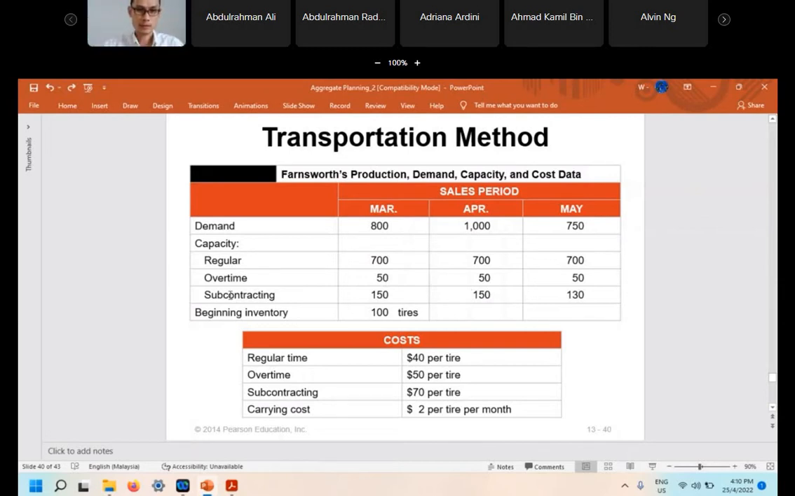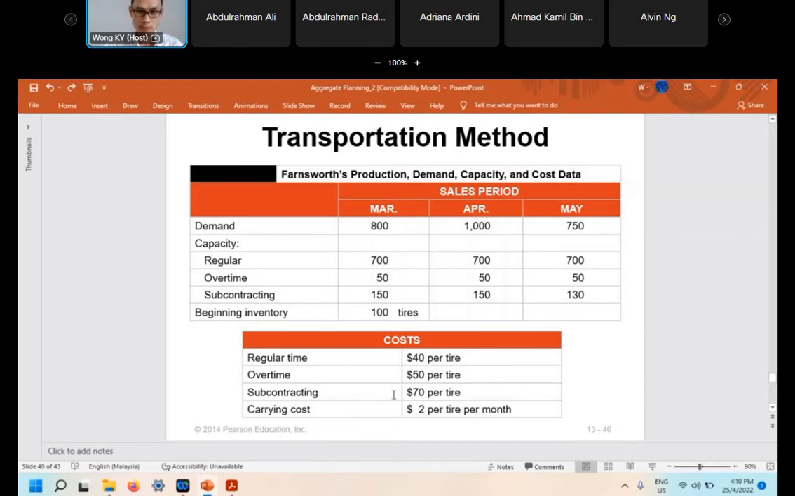And then for subcontracting, these are the capacities. Available in March 150, April 150, but in May 130. In addition to this, the costs are given. The cost of making one tire during regular time is $40. The cost of making one tire during overtime is $50. Of course, the charges involved for overtime are higher than regular time.